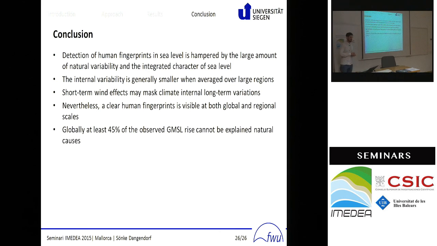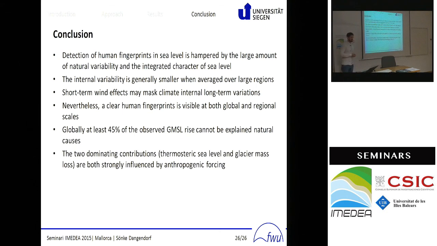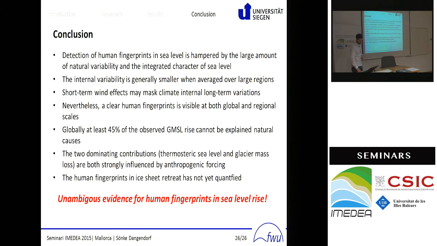And globally, we can say that depending on the reconstruction we use, at least 45% of the observed global mean sea level rise cannot be explained by natural causes. And the two dominating contributors, thermosteric sea level rise and glacier melting, are both strongly influenced by anthropogenic forcing. The human fingerprints in ice sheet retreat have currently not been quantified, but the ice sheets have contributed only a relatively minor part to the 20th century sea level rise, but they are more responsible for the changes in the last years. So at the end, we can say there's unambiguous evidence for human fingerprints in sea level rise.